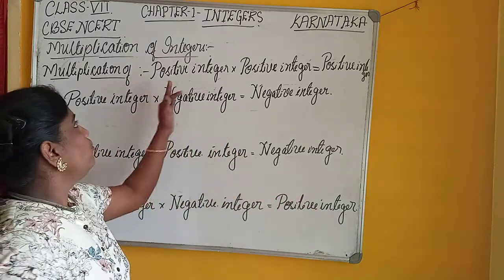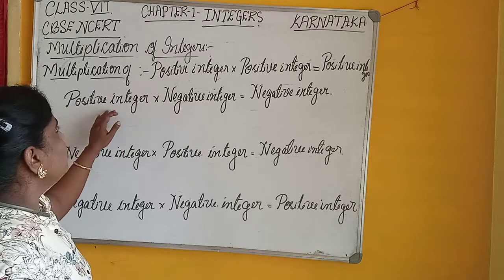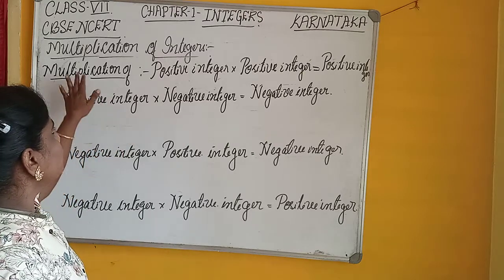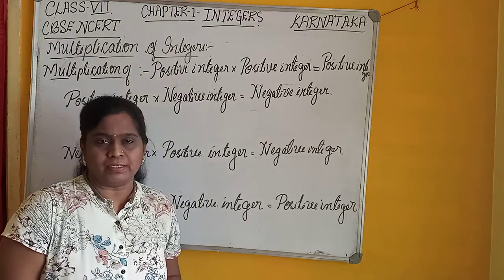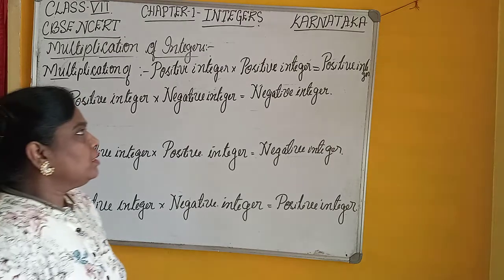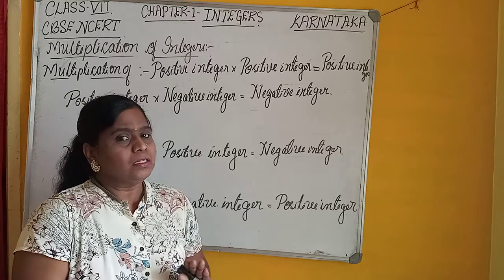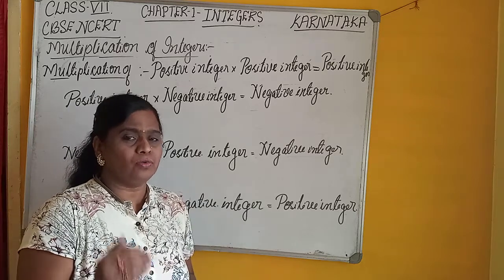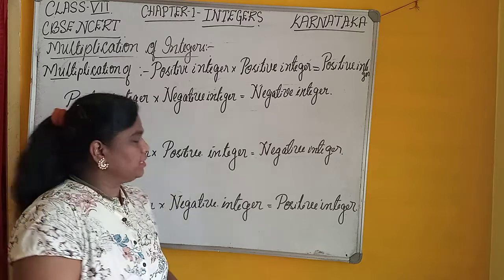Here, in the first chapter, Integers, we are studying the properties, that is, the multiplication of integers: how we have to multiply the integers. I am telling you how we have to multiply two integers and how we have to put the sign for the product of those integers.